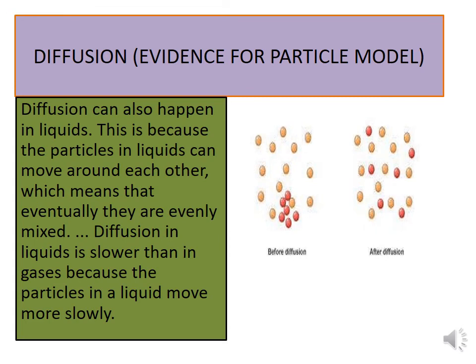Diffusion can also happen in liquids. This is because the particles in liquids can move around each other, which means that eventually they are evenly mixed. Diffusion in liquids is slower than in gases because the particles in a liquid move more slowly.